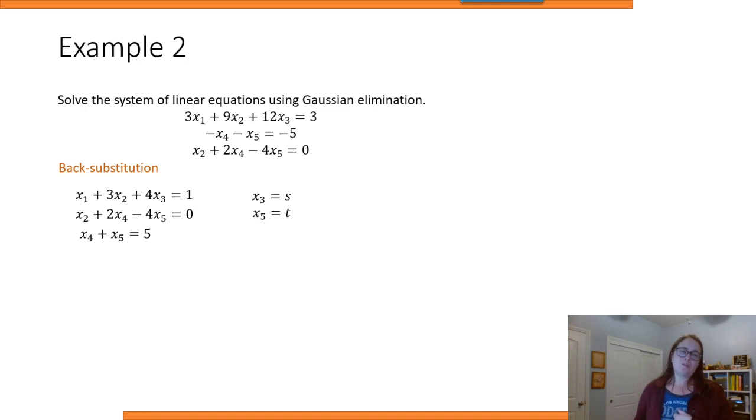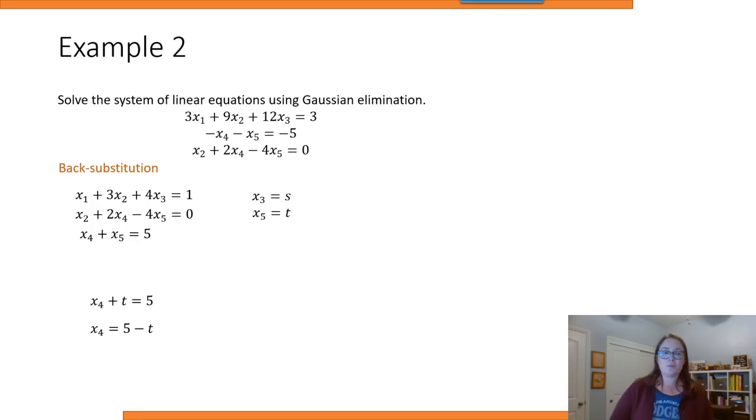So I'm going to start with the bottom equation. It only has 2 variables in it, and one of them is my free variable. So I'm going to start there. And I'm going to replace x5 with t, and then solve for my unknown x value, x4. So subtracting the t over, x4 is going to equal 5 minus t. Okay, so now I have definitions for x3, x5, and x4.